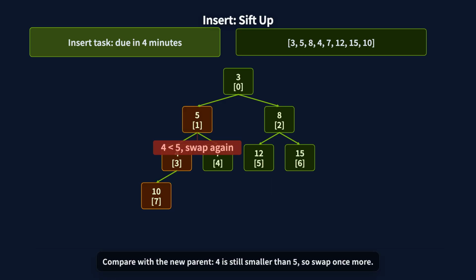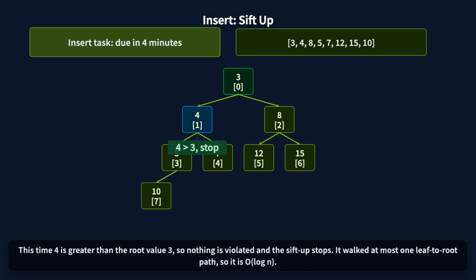Compare with the new parent. 4 is still smaller than 5. So swap once more. This time, 4 is greater than the root value 3, so nothing is violated, and the sift-up stops. It walked at most one leaf to root path, so it is big O of log n.